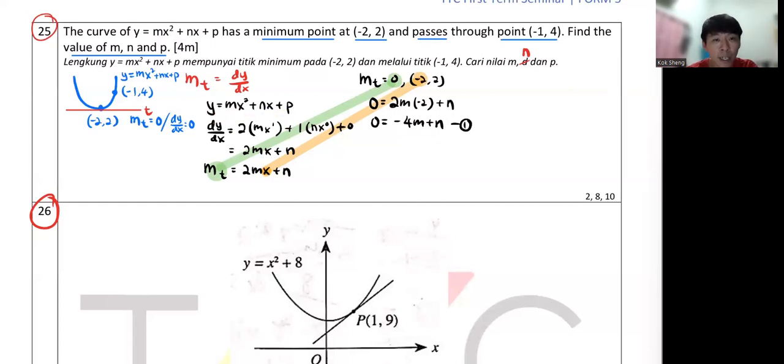We need to get it from the curve already. So we have two different points here to choose: negative 2, 2 and negative 1, 4. So we can just simply choose one. I think this working will be longer than just now because of the 3 unknowns. Did I see it wrongly? Yeah, continue.